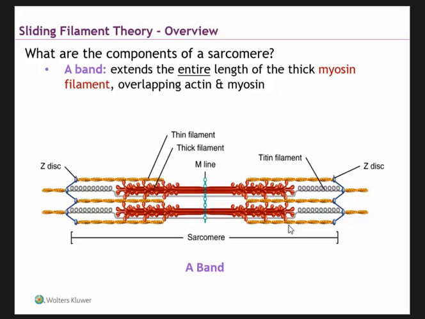Investigators noticed that the A band remained relatively constant in length during contraction because the myosin filament does not move. It does not shorten when the muscle shortens. So when the muscle shortens, myosin is anchored. It's anchored to this M line, so it does not move. So if myosin doesn't move, that means the A band does not move.